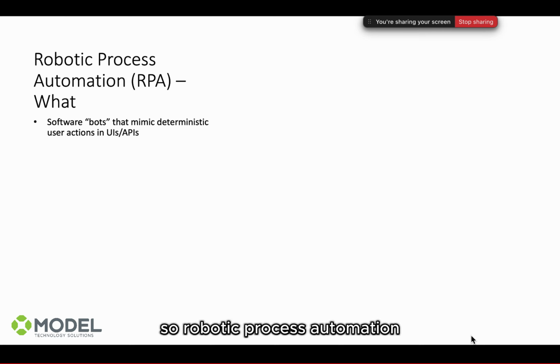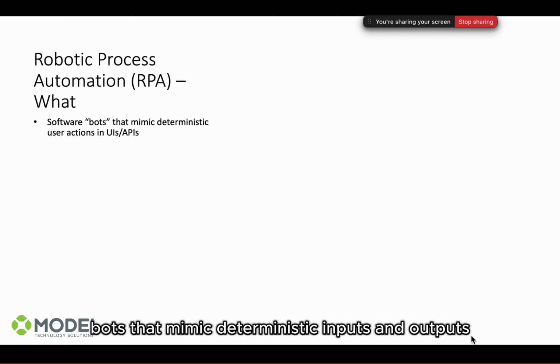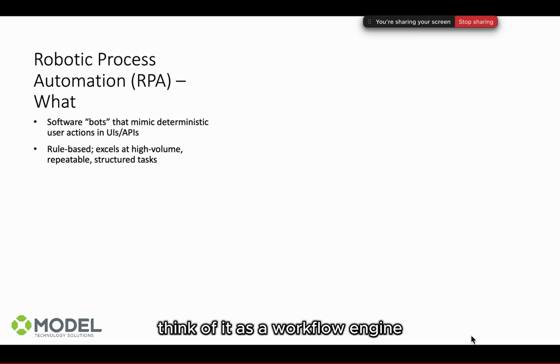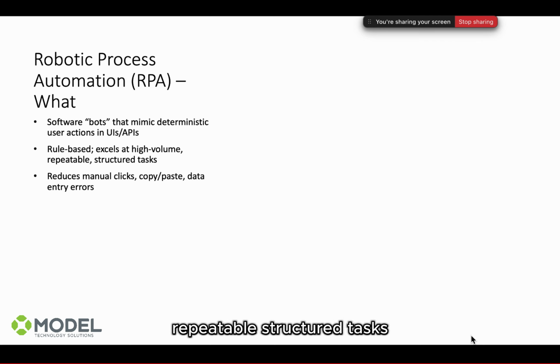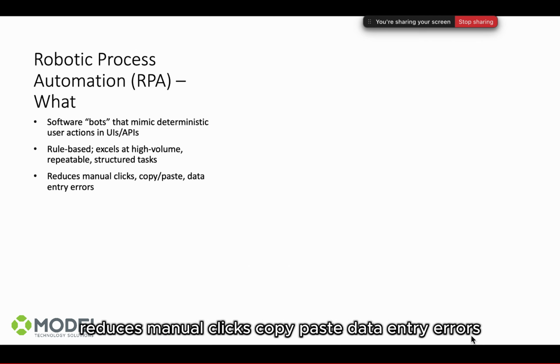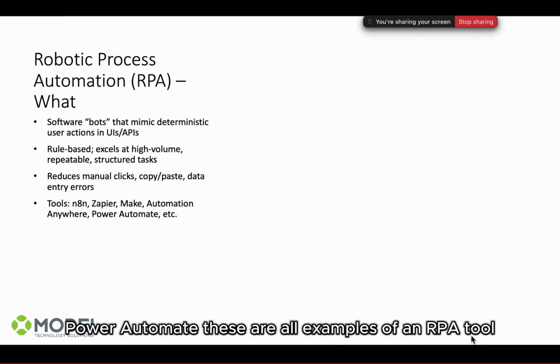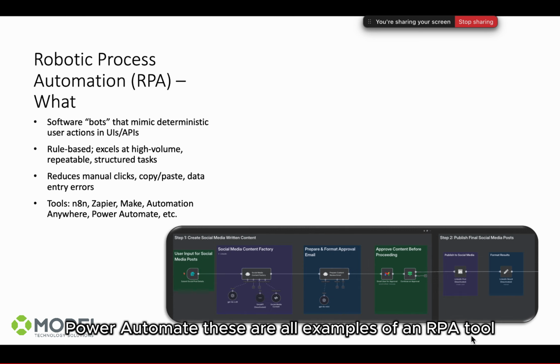So robotic process automation, if we think about this as software bots that mimic deterministic inputs and outputs through UIs, APIs, think of it as a workflow engine. It's rule-based. It excels at high-volume, repeatable, structured tasks, reduces manual clicks, copy-paste data entry errors. Tools like UiPath, N8N, Zapier, Make, Automation Anywhere, Power Automate. These are all examples of an RPA tool.